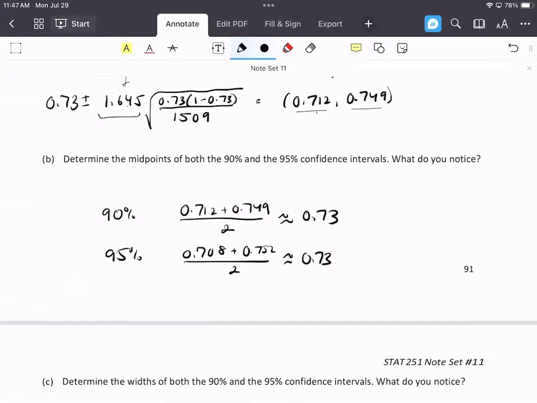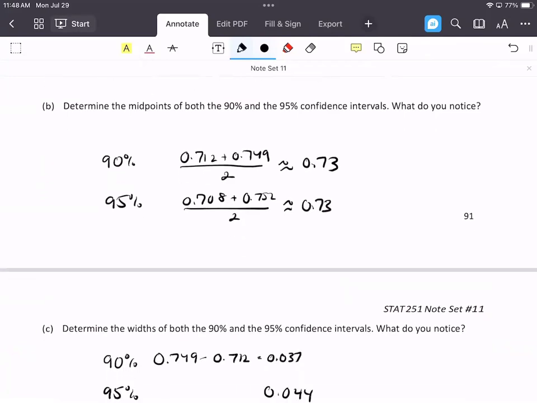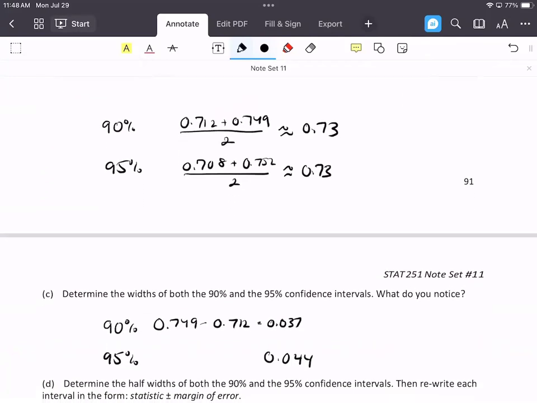Now, determine the widths of both the 90 and 95% confidence intervals, and what do you notice? The width is just how broad it is, so it's that range of values. So instead of adding and divided by 2, we're just going to take the difference between, and for the 90%, the 0.749 and 0.712. Once again, please take a moment and calculate both those widths and come back and check your answer. And there they are.